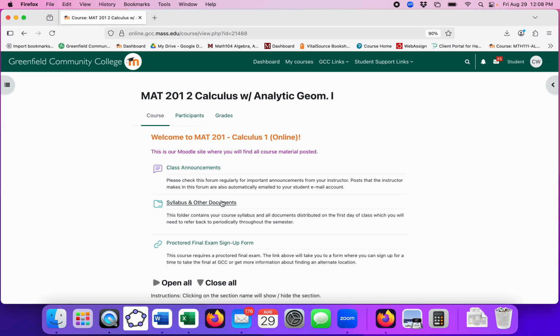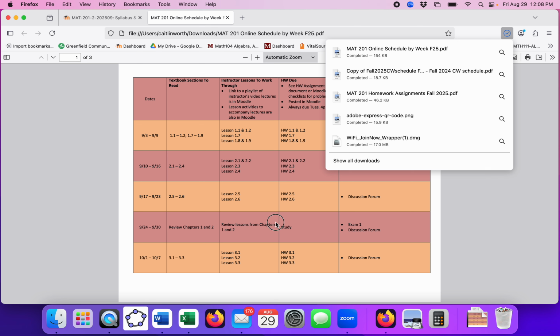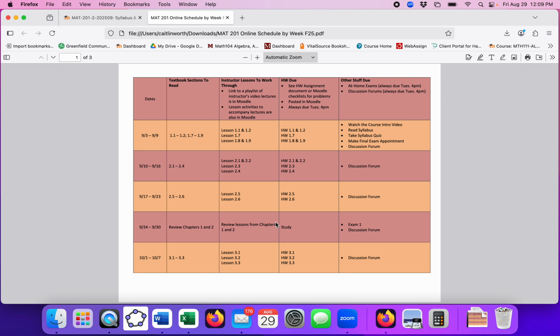And then we have the syllabus and other documents. So let's take a look at that. First, we have the online schedule by week. This is a document that is an overview, a bird's eye view of the entire semester of what we're going to be doing each week: what sections of the textbook we're covering, what lessons to watch, what homework to do, and then other things you need to be doing in that week.